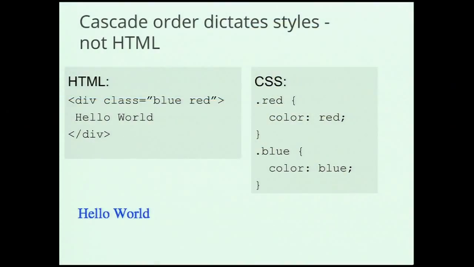So in this example, if I have a div wrapping hello world text, and I have two classes on it, blue and red, with the colors blue and red, the hello world is going to show up in blue. And the reason for this is that the cascade order dictates the styles applied, not the classes in HTML.